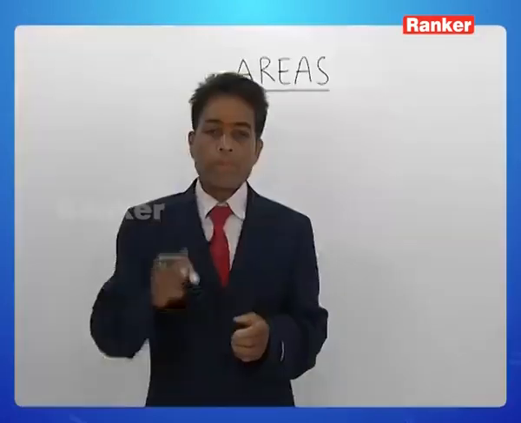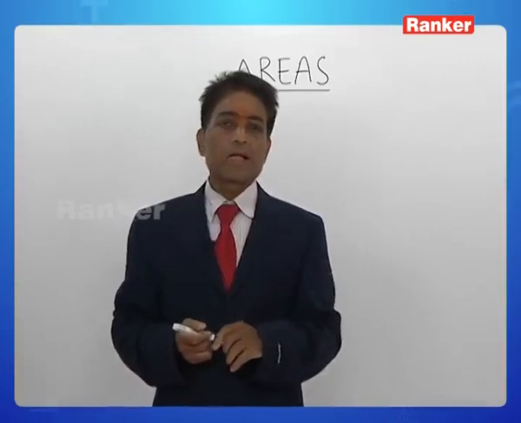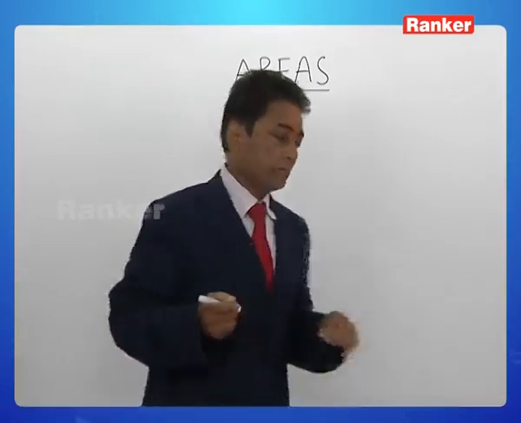Question number 9. Area of the region lying between the line x minus y plus 2 is equal to 0 and the curve, that is parabola x is equal to root y. What is the area between this line and parabola? Given that options A is 9 square units, B is 9 by 2 and C is 10 by 3 and D is 10. Let us see what is the right answer. Question number 9.